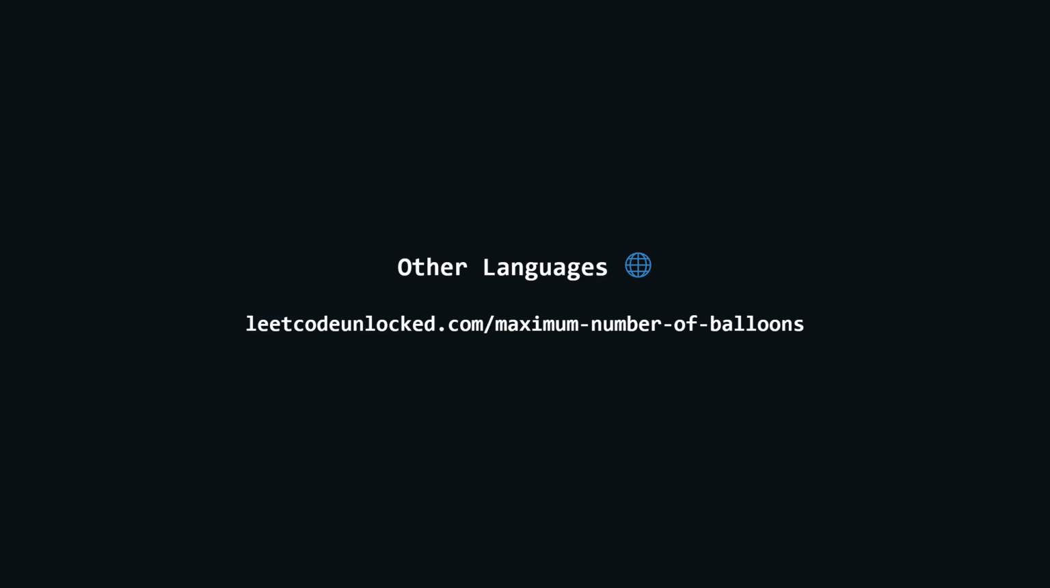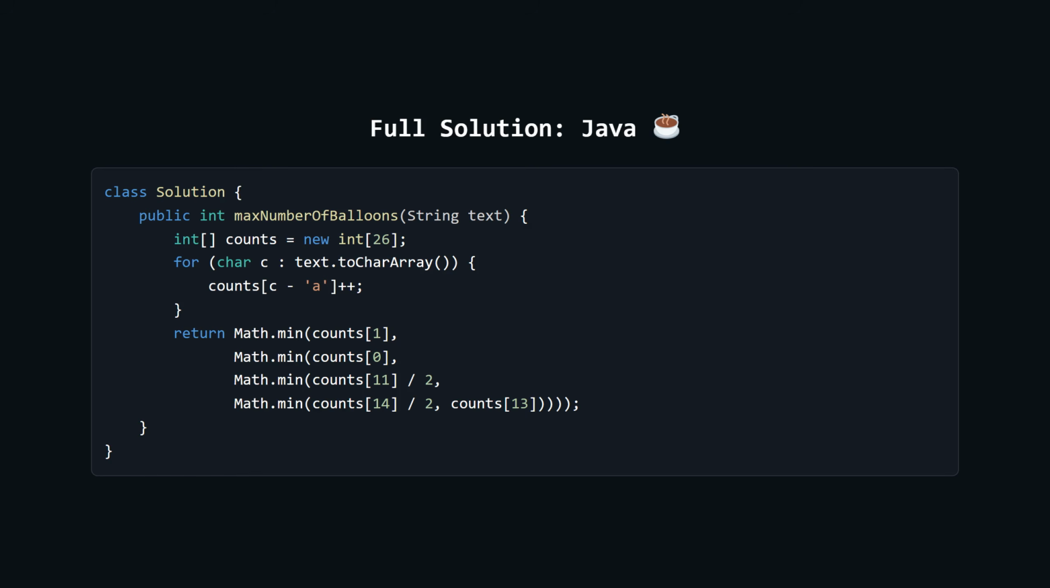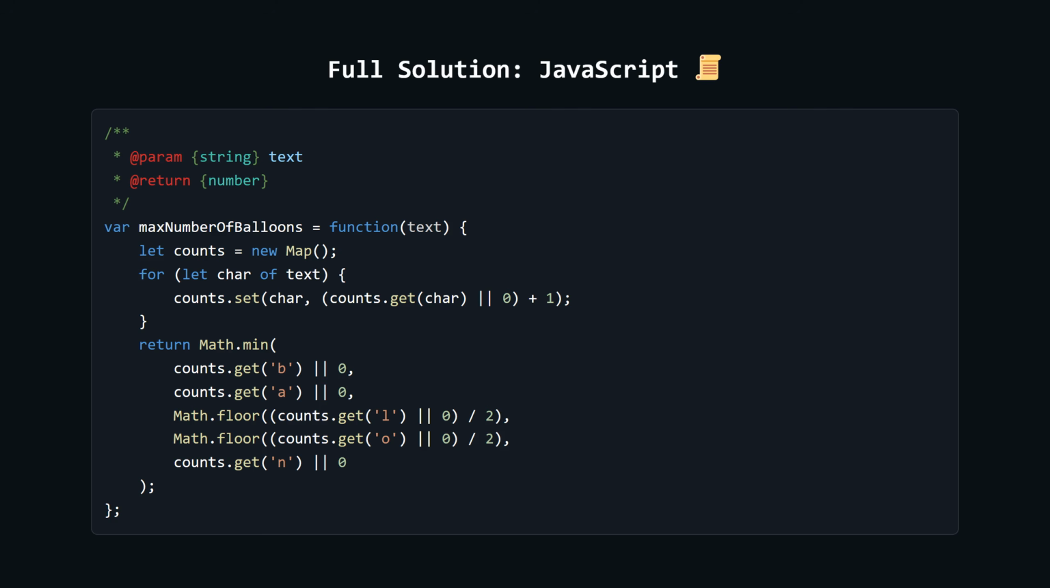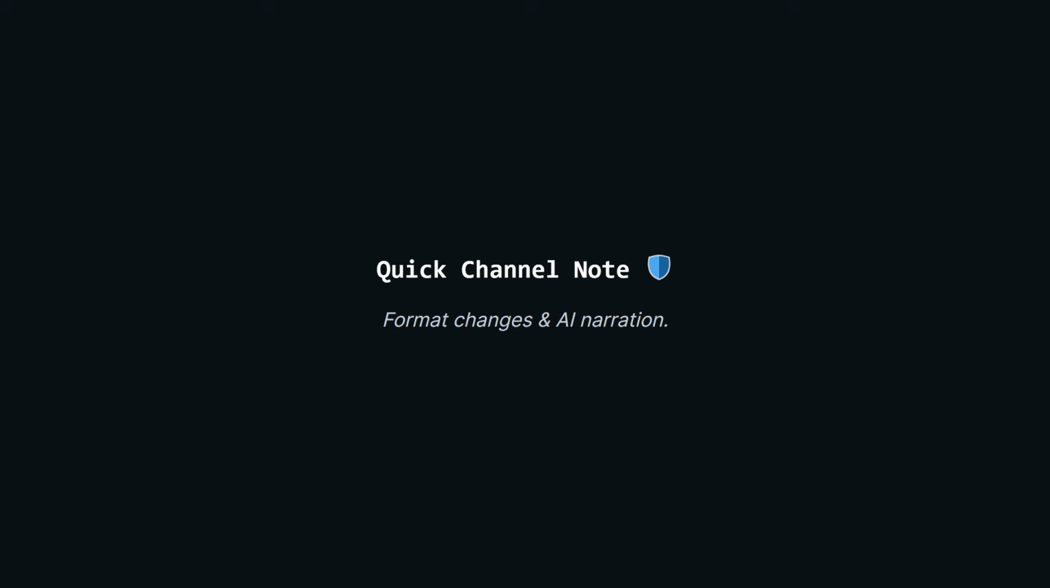As promised, here are the solutions in other languages. If you want to copy and paste this exact code without typing it out, check the link in the description to my website, leetcodeunlocked.com. Here is the Java version, using a simple integer array instead of a hash map to save a little overhead. Next up is the C++ solution, following the exact same logic. And finally, here is how you can write it in JavaScript.